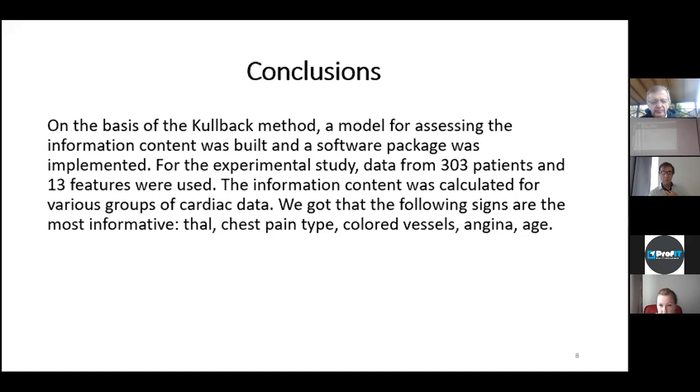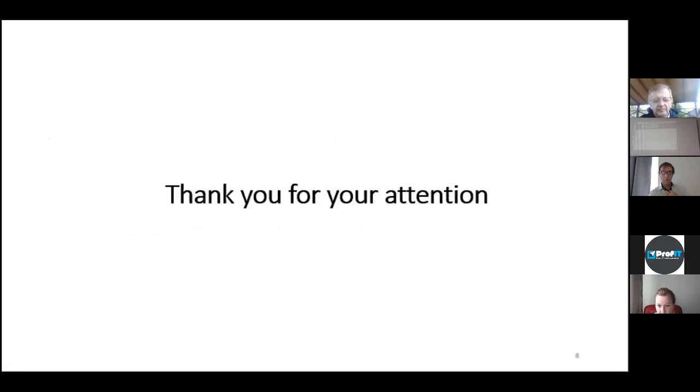The Kullback method is used to determine the informative features that are involved in the recognition of two classes of objects. Also, a comparison of the Kullback method with other methods for assessing the informativeness of features was made.